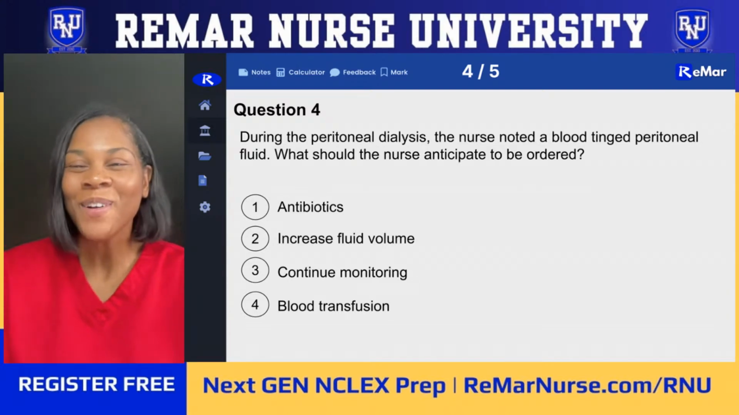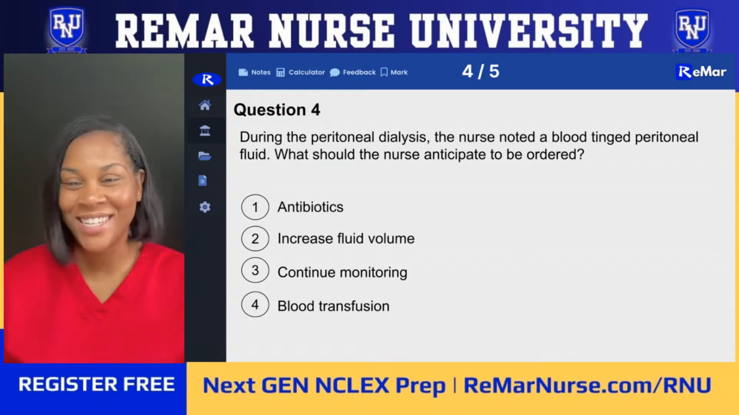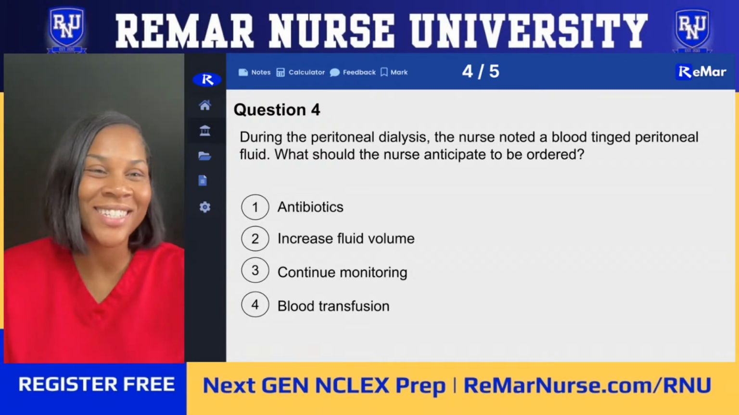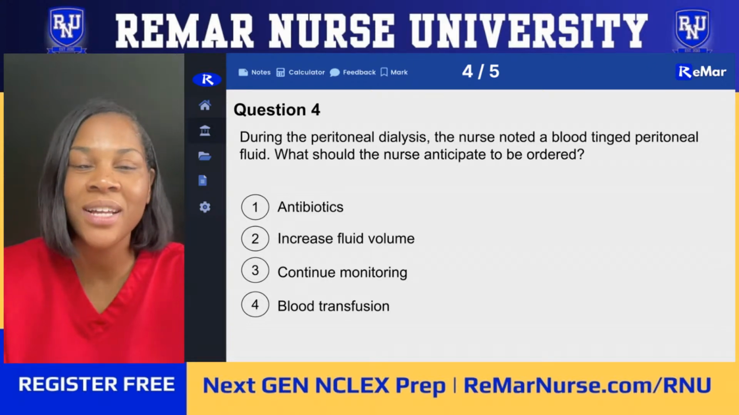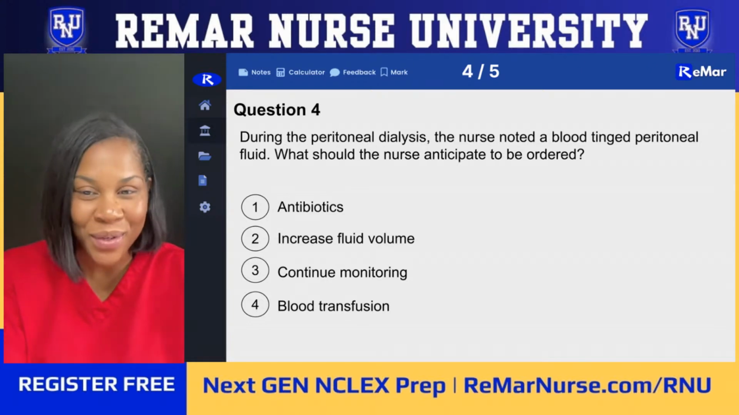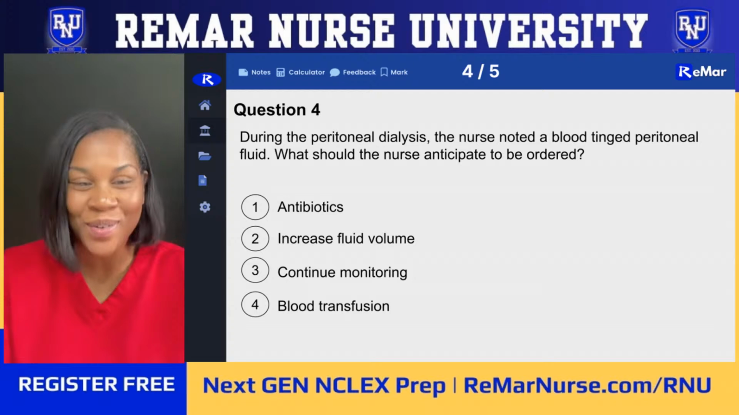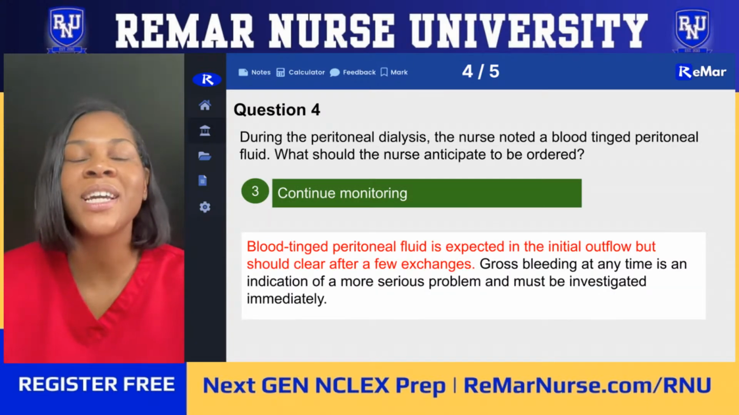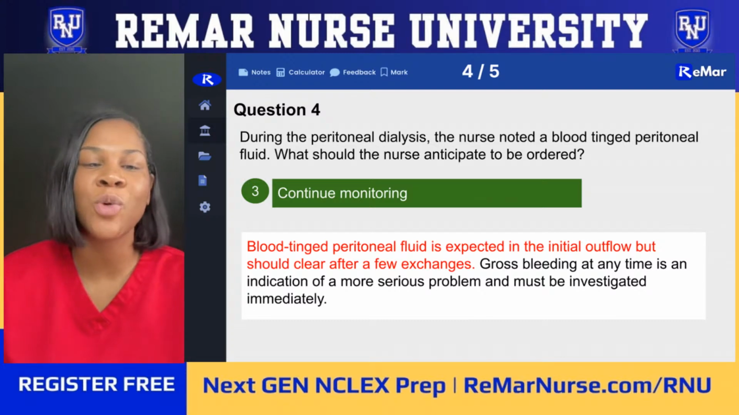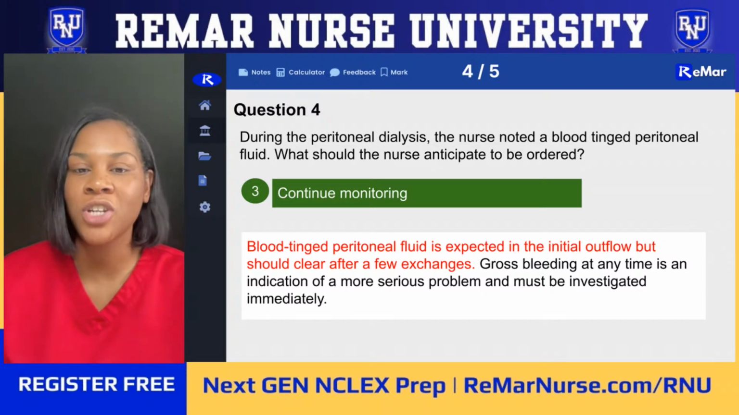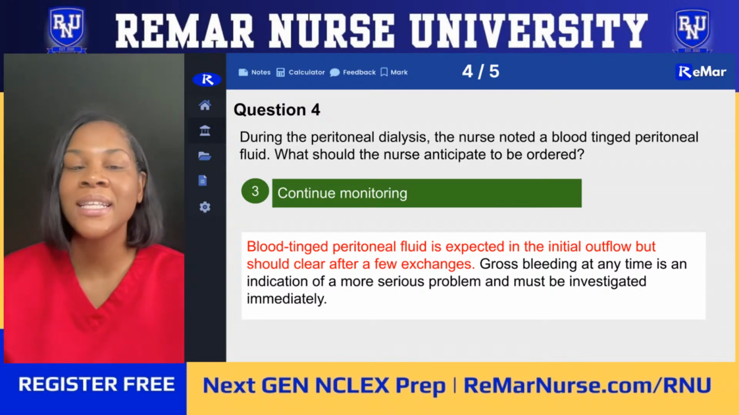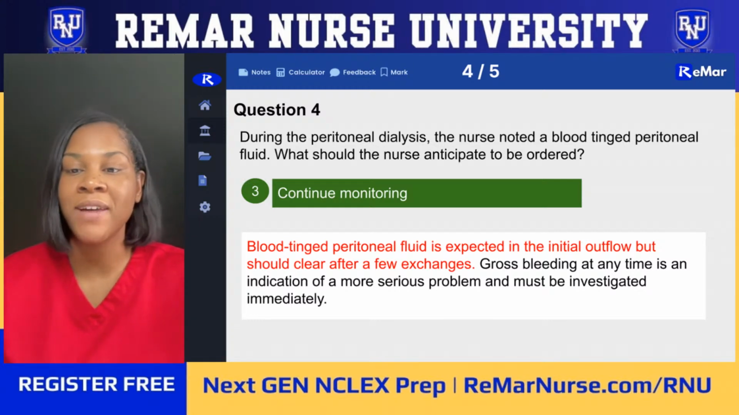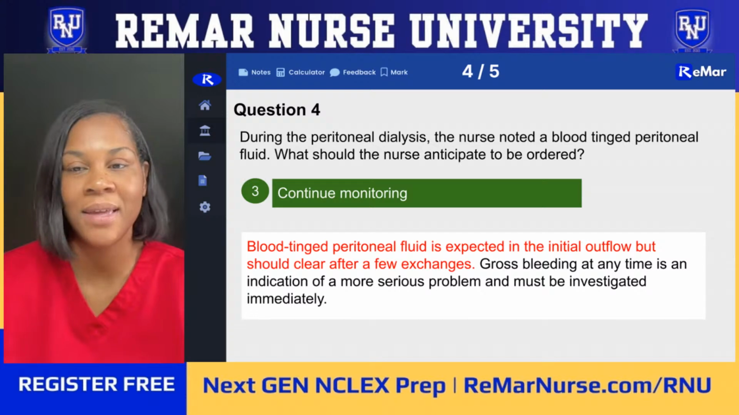If you showed up for the content, this question is easy. If you were paying attention during the class, this question is easy. Blood tinged peritoneal fluid, what we're going to do, we're going to do number 3. Continue monitoring. Blood tinged peritoneal fluid is expected in the initial outflow, but should clear after a few exchanges. Gross bleeding at any time is an indication of a more serious problem and must be investigated immediately.